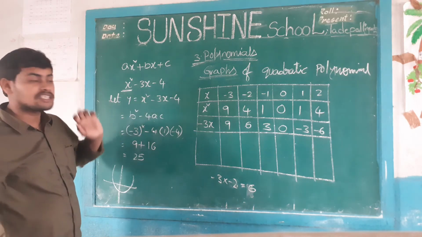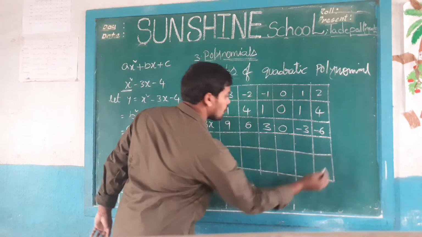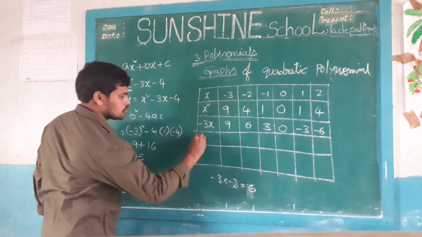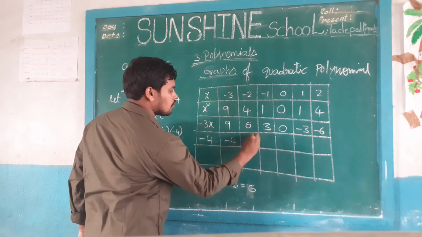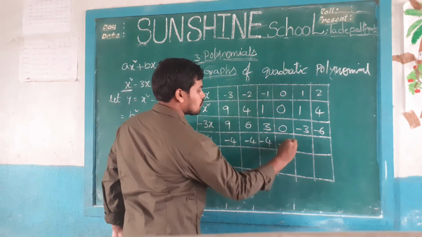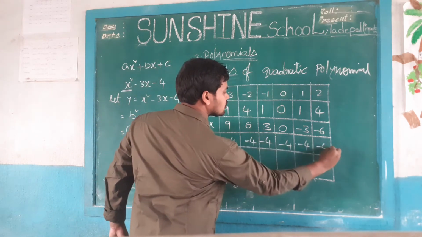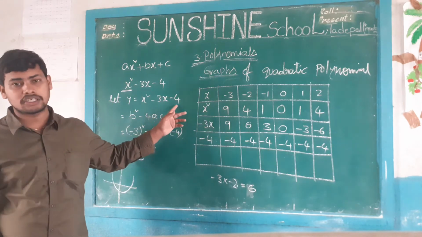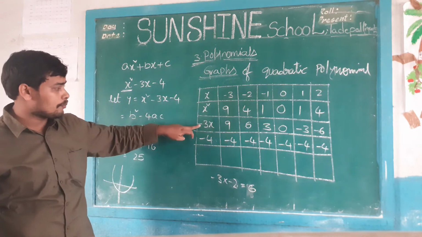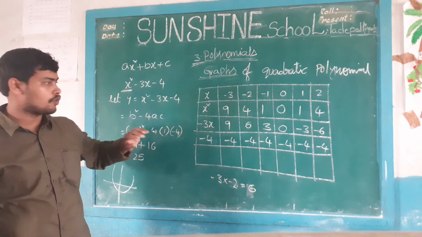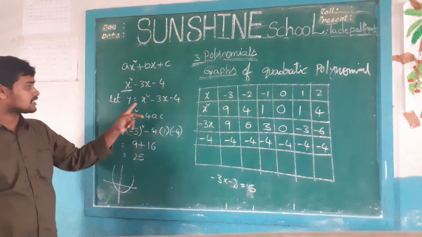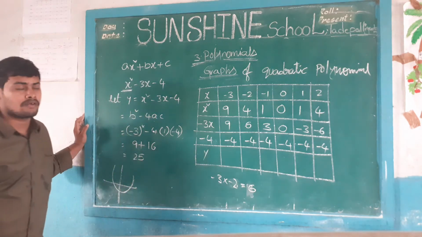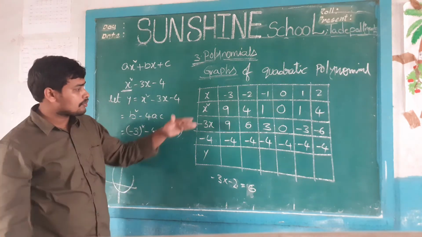Next, minus 4. We already know that minus 4 is a constant value, so it does not change. So minus 4, minus 4, minus 4, minus 4, minus 4, minus 4, minus 4. All are minus 4s because it is a constant value. So x square minus 3x minus 4. This is called y.